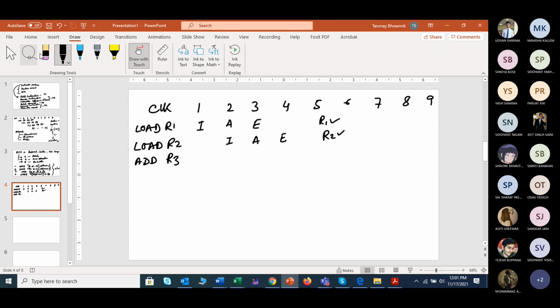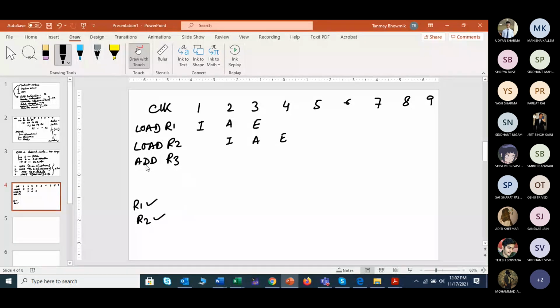I am writing it here, so don't take this in the manner that I have marked it in the fifth clock pulse. Okay, so let me write it in some other way. After the third clock pulse, you can claim that R1 is ready, R1 is loaded. After the fourth clock pulse, you can say that your R2 is ready.